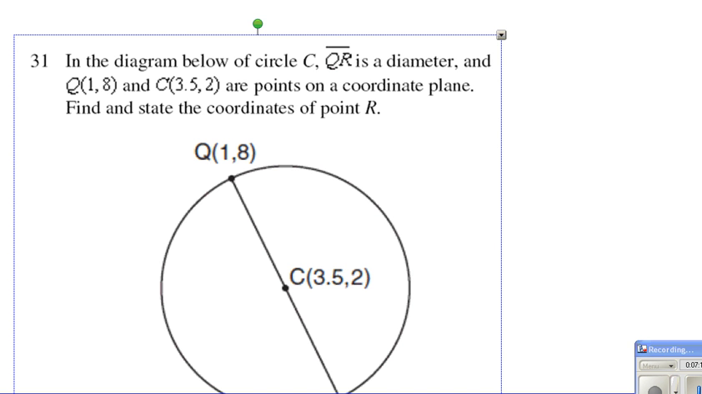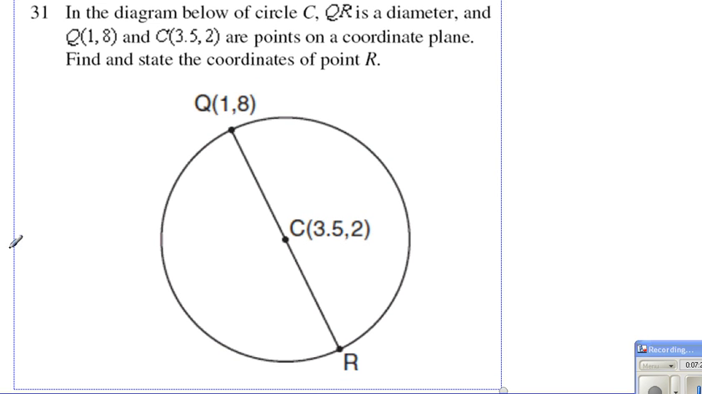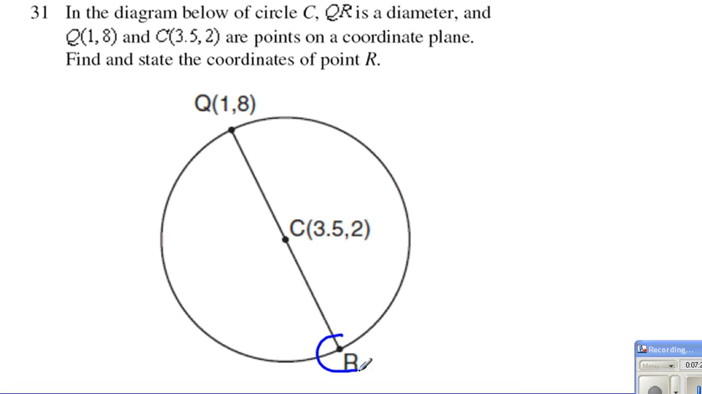Alright, let's move on. Number 31. Now find and then state the coordinate of point R. We are looking for this point. This one was one of your previous questions also. The way which we can go about doing this one is in fact quite a few. From here to here, 1, 2, 3.5. What happened? We added 2.5. So you should continue to add 2.5 here.